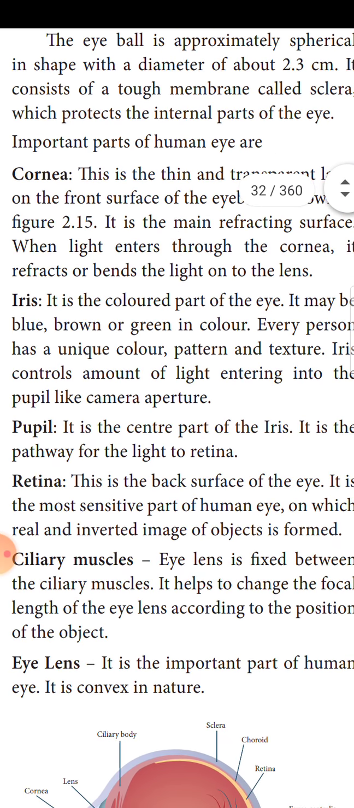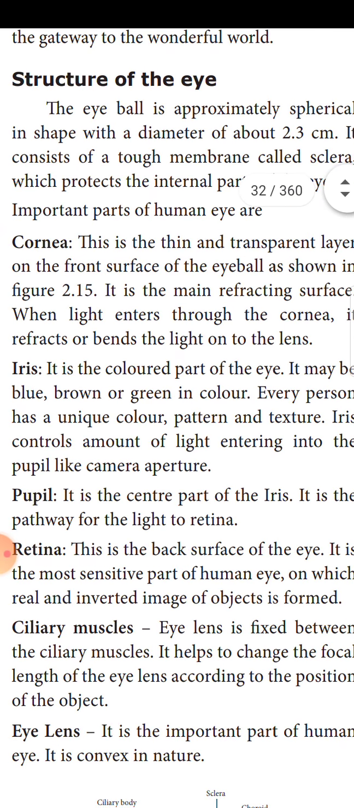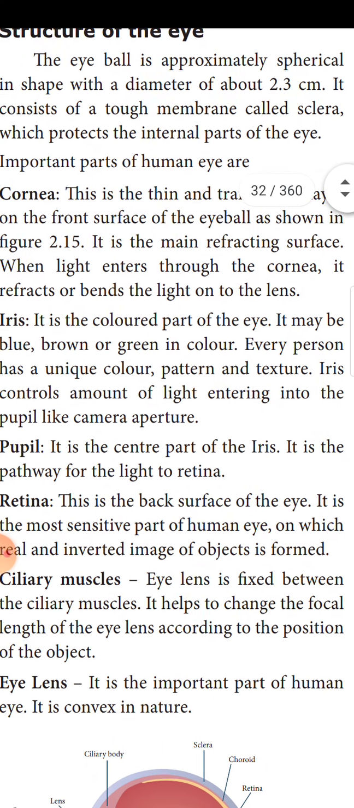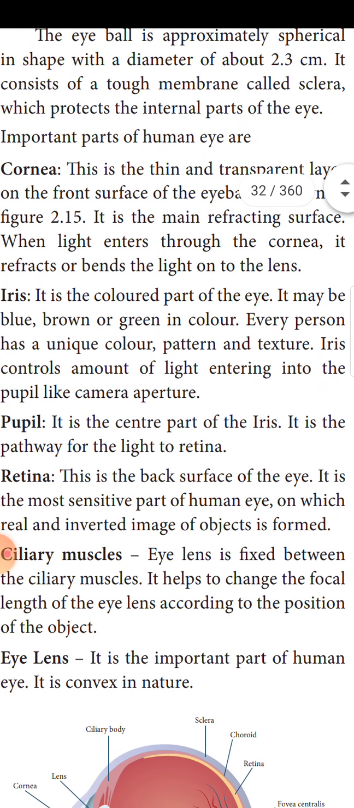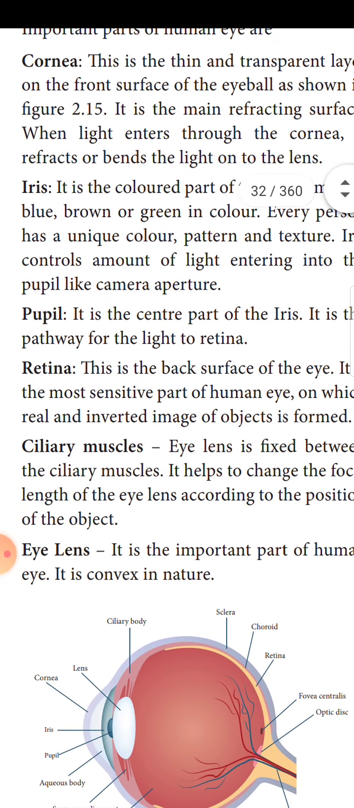The first layer is the cornea. It is a thin and transparent layer on the front surface of the eyeball. It is the main refracting surface. When light enters through the cornea, it refracts or bends the light onto the lens.